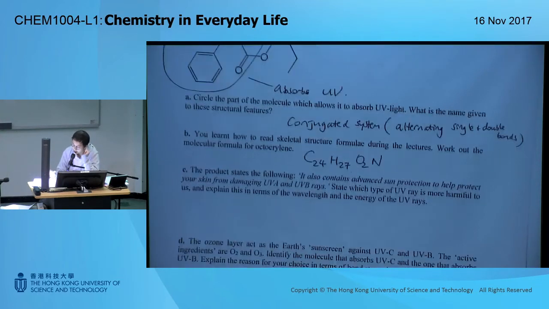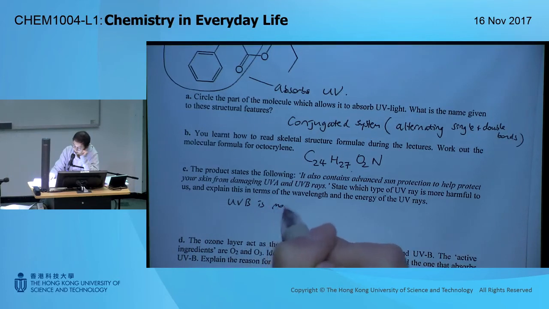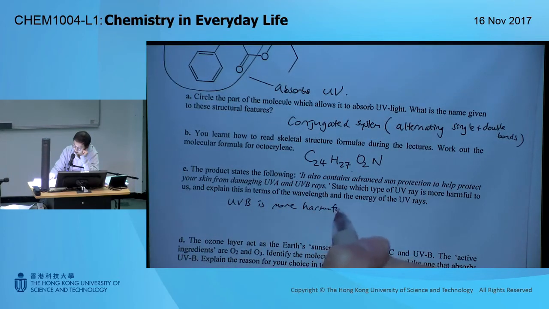Hopefully you get it. And the product states the following: it also contains advanced sun protection, blah blah blah, to protect your skin from UVA and UVB. So state which type is more harmful, and explain in terms of wavelength and energy. So of course UVB is the more harmful one because it is shorter in wavelength and higher in energy.